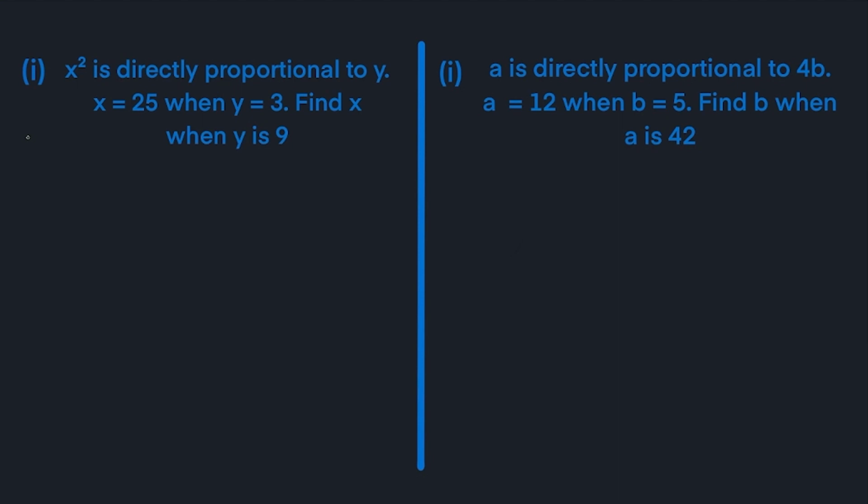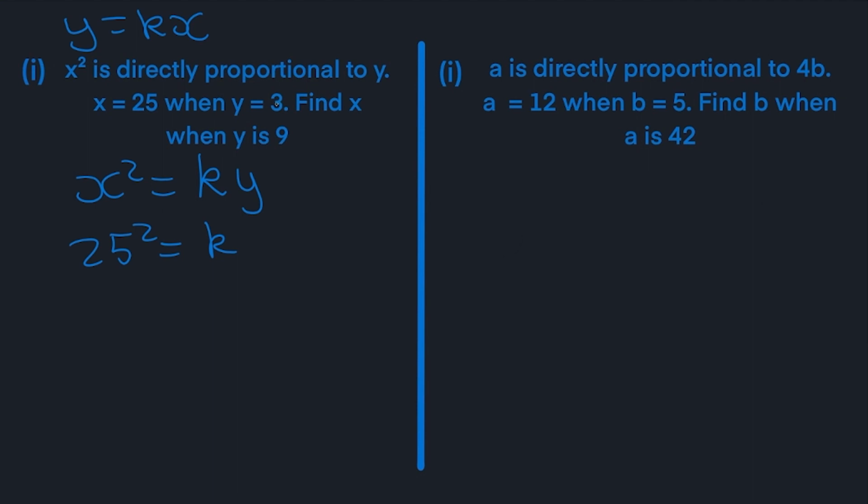So we have x squared is directly proportional to y. X is equal to 25 when y is equal to 3. Find x when y is 9. Again, direct proportion, so we use y is equal to kx. In this case, we have x squared being directly proportional. So instead of this y, we would put x squared is equal to k, what is it directly proportional to? Y. So ky. X is equal to 25 when y is 3. So instead of the x, we put 25 squared equal to k.